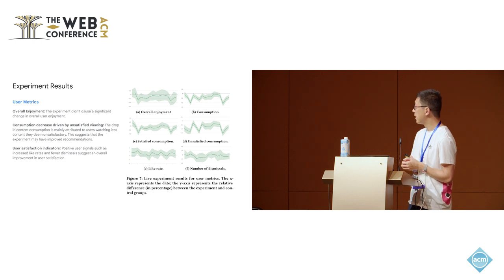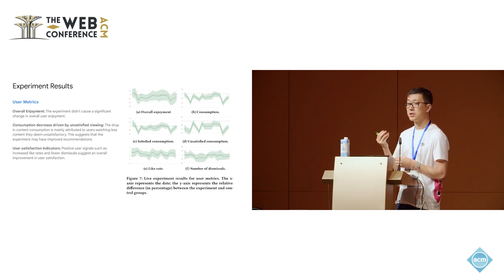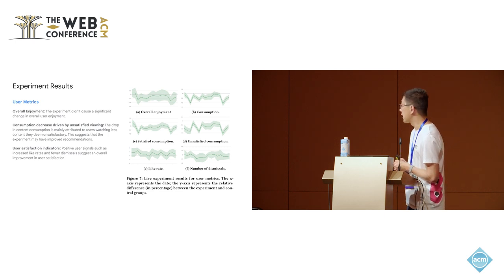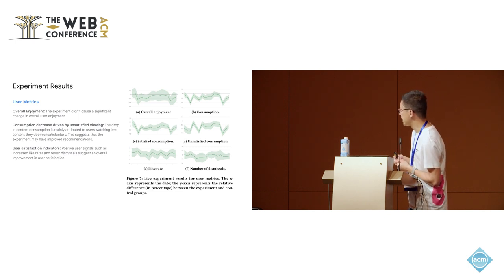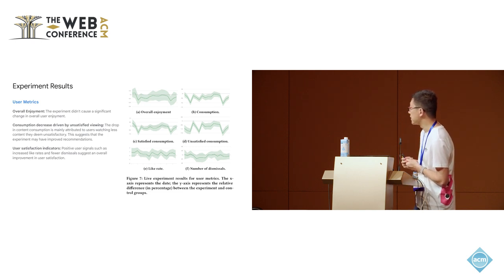Here we present some online A/B testing results on a large short-form content recommender system. First of all, we want to make sure that by improving the tail items, we won't hurt the performance of head items. So we are looking at the top-line business metrics, like the overall enjoyment consumption. Those metrics are neutral. There's no significant change in that. Then we saw a drop in unsatisfied consumption. It means that users are actually more satisfied with the consumption. And finally, if you look at like rate and dismissal rate, like rate increased and dismissal decreased. So this suggests that the experiment has improved recommendations.